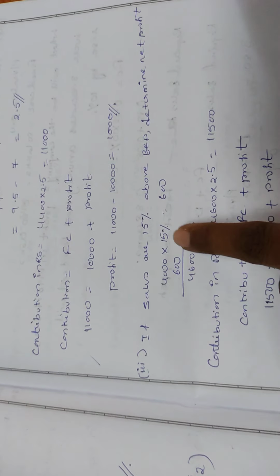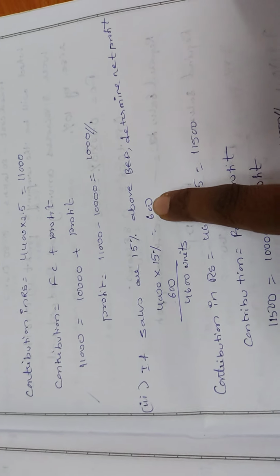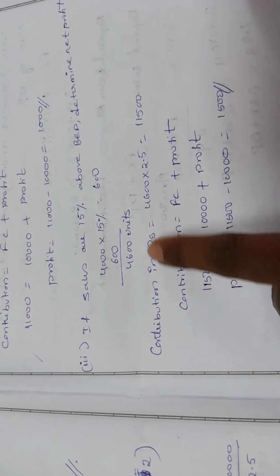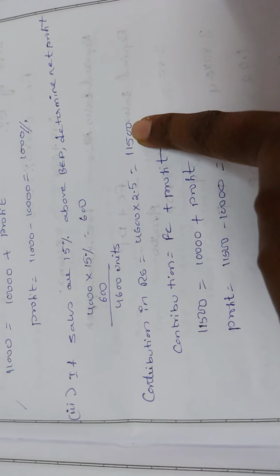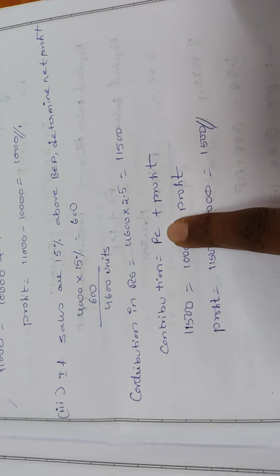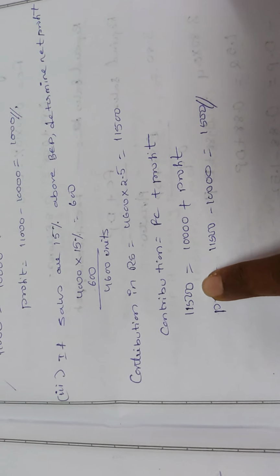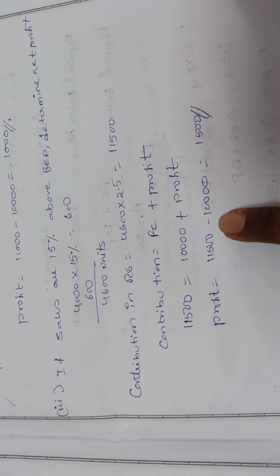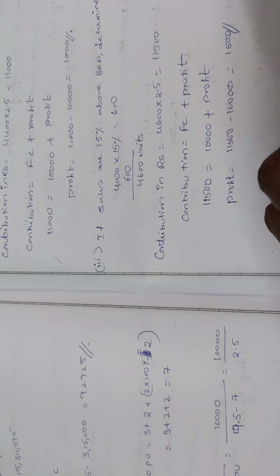Same case if we increase the sales by 15%. 4,000 should be increased by 15%. 4,000 into 15% is 600, so 4,600 we got. Afterwards we convert into rupees: contribution is 4,600 into 2.5, so 11,500. Contribution is equal to fixed cost plus profit, so 11,500 is equal to 10,000 plus profit. Profit is 11,500 minus 10,000, so 1,500. So this is the 26th question.